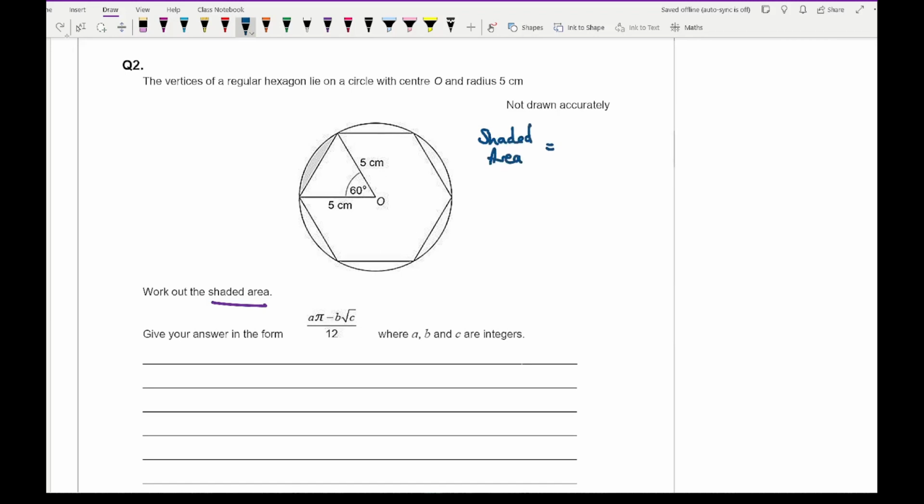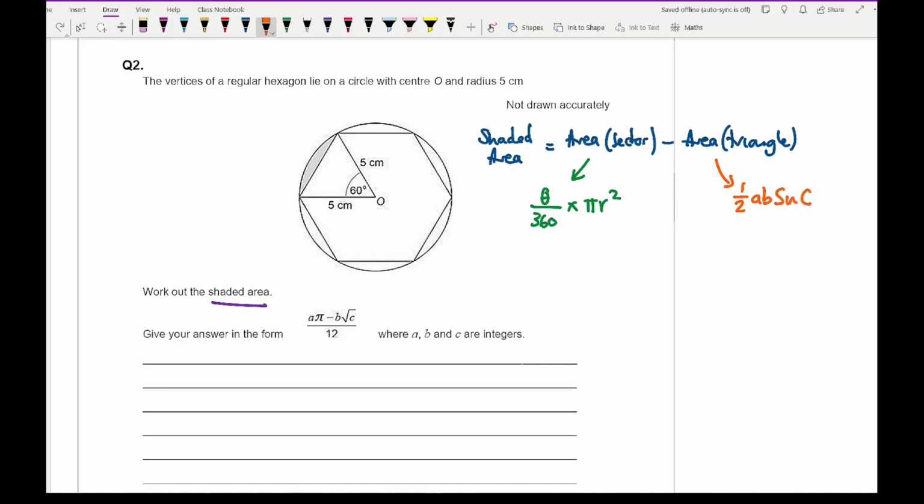In this case, the big shape is the area of the sector minus the area of the triangle. Now what you need to do is try and recall the formulas. The area of a sector is theta over 360 multiplied by pi r squared. The formula for the area of a triangle is base times height divided by 2, but we don't know the height of this triangle. So instead we're going to use half AB sine C.